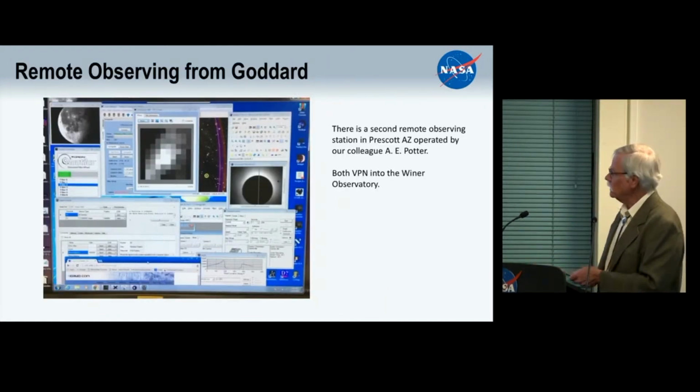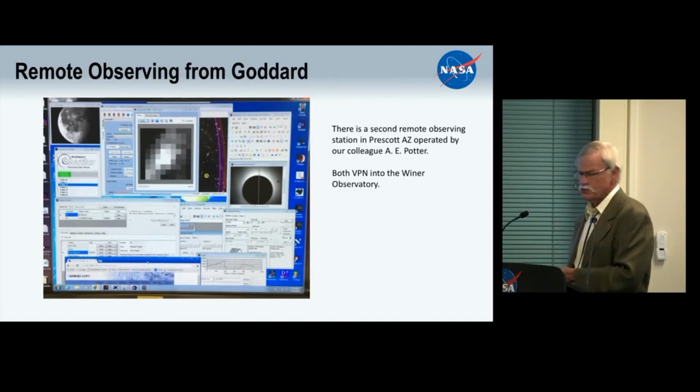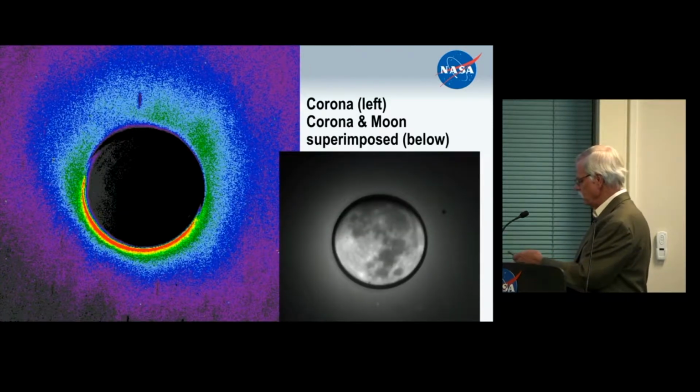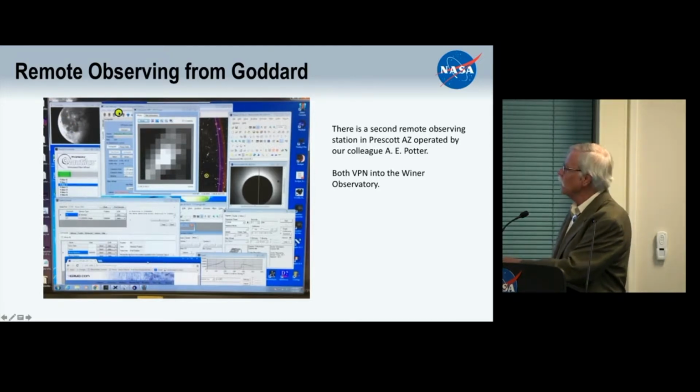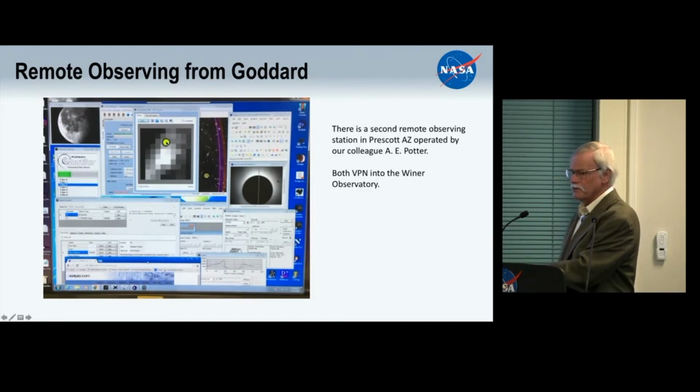This is done remotely. We have 2 remote stations. One is at Goddard Space Flight Center. And this shows you, on the one hand, the guide scope. That looks just like the moon. And this here is the automatic guider. And here is the last image we took with the science camera.